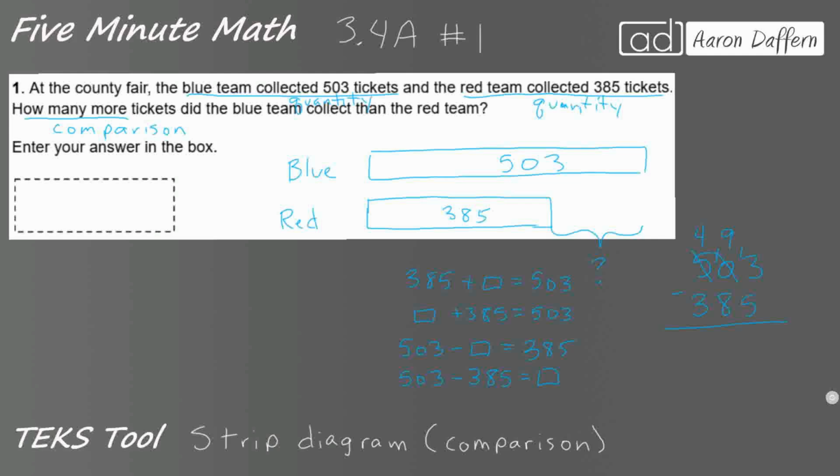All right, so this is a little bit more doable. 13 ones minus 5 ones is 8 ones. 9 tens minus 8 tens is 1 ten, and then 400s minus 300 is 100. Now, there's no A, B, C, or D, so if this were a STAAR problem, you would just have to type it in. In this case, we can just write it in. Our answer is 118. That's how many more tickets the blue team collected than the red.